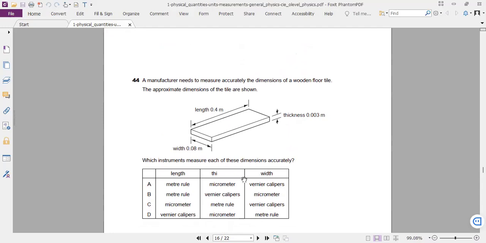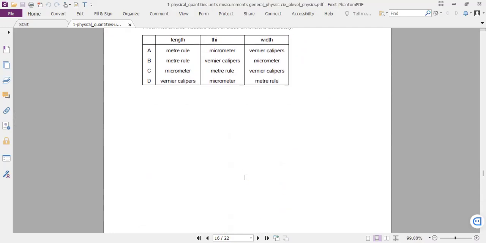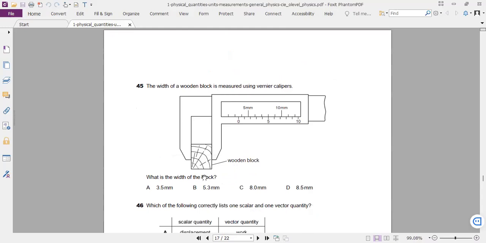This is a repeat question. It has appeared before, so you should do the same one. Okay, this is the reading we have to tell.